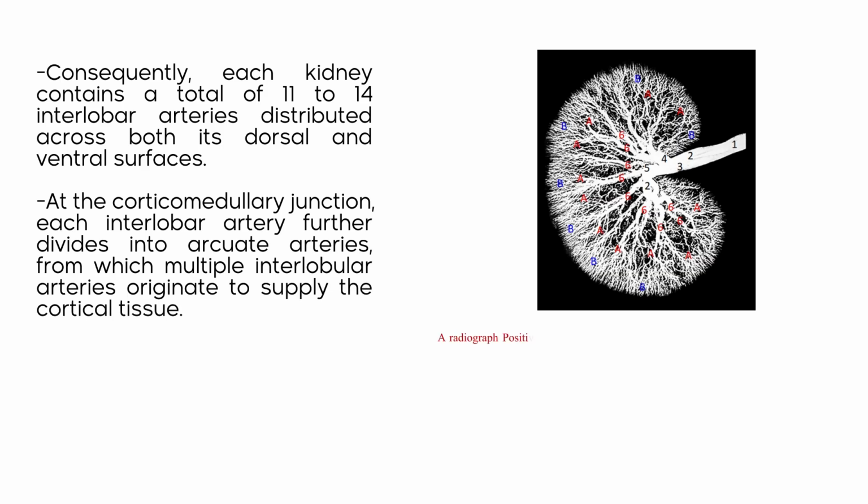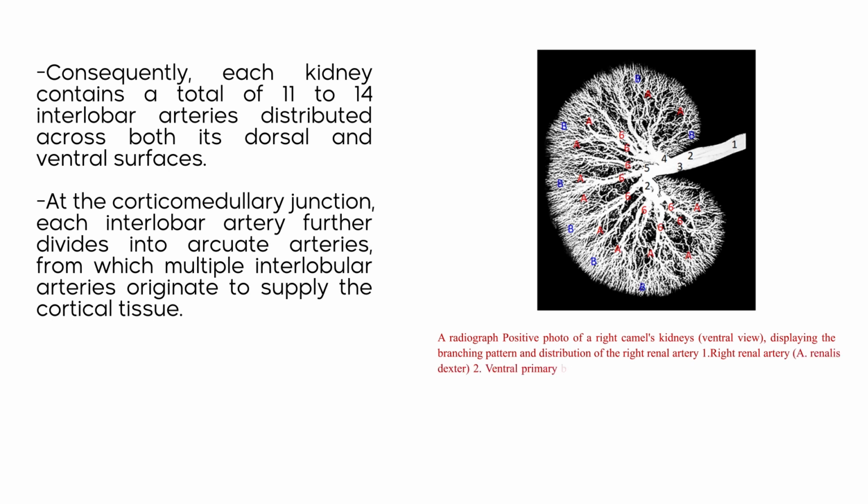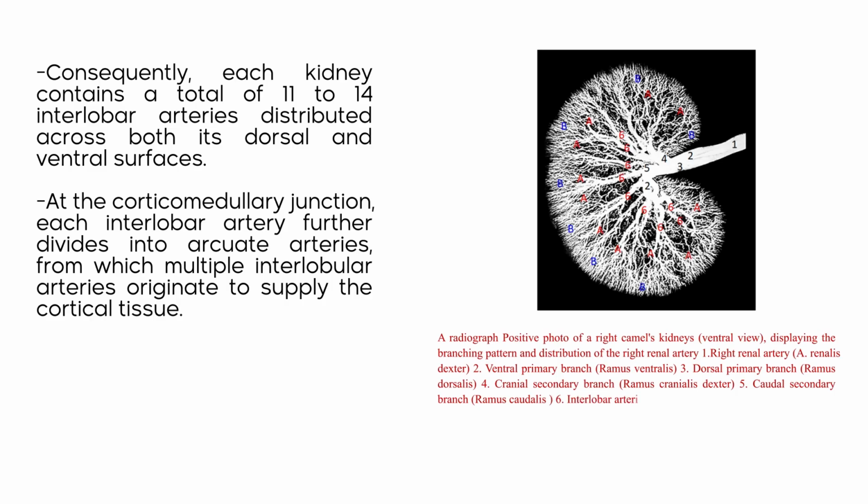A radiograph positive photo of a right camel's kidneys, ventral view, displaying the branching pattern and distribution of the right renal artery. 1. Right renal artery, A. Renalis dexter. 2. Ventral primary branch, ramus ventralis. 3. Dorsal primary branch, ramus dorsalis. 4. Cranial secondary branch, ramus cranialis dexter. 5. Caudal secondary branch, ramus caudalis. 6. Interlobar arteries, arteriae interlobares. A. Arcuate arteries, arteriae arcuatae.